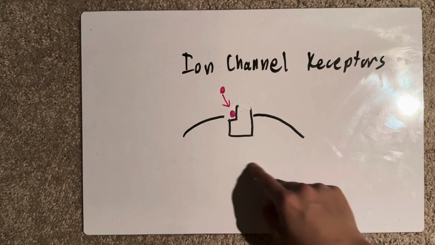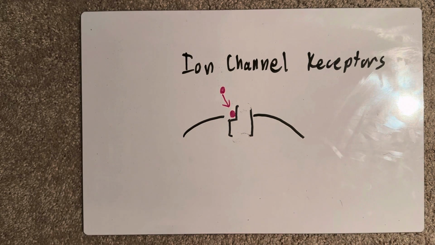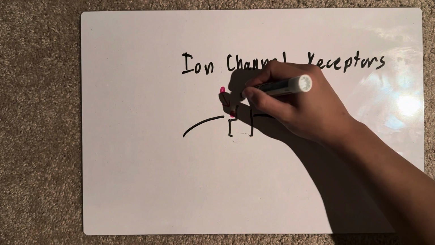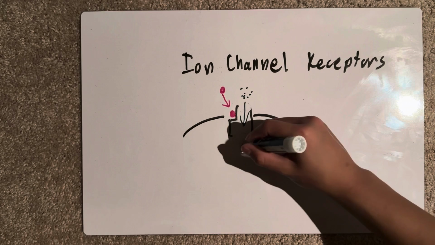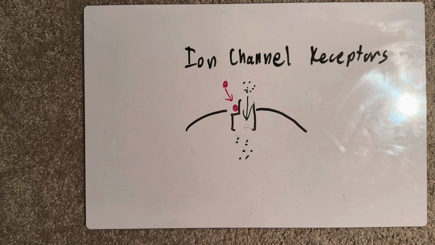So this would be the inside of the cell. It would open a gate. This would allow ions from the outside to flow inside the cell. An example of this would be nerve signals signaling to muscles to contract and stuff like that. Here's a better picture of what ion channel receptors look like.